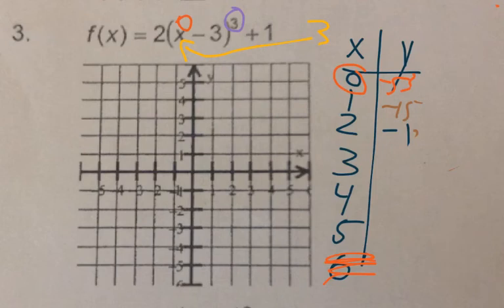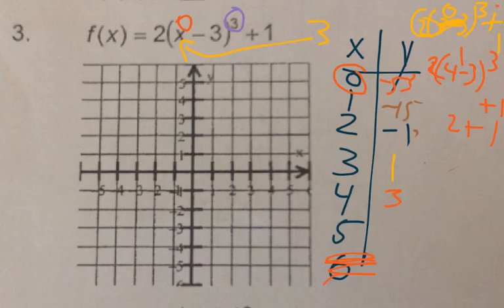Let's continue on with 3. If I plug in 3, guys, I get this. And 3 minus 3 is 0, so even though it's cubed, it's still 0. And 2 times that 0 is still 0, so I'm going to end up with a 1. Okay, let's plug in the 4 and see what happens. We have 2 times (4 minus 3) cubed plus 1. Now 4 minus 3 is 1. 1 cubed is 1. Times 2 is 2, plus 1 is 3.